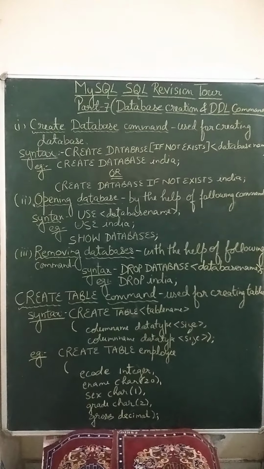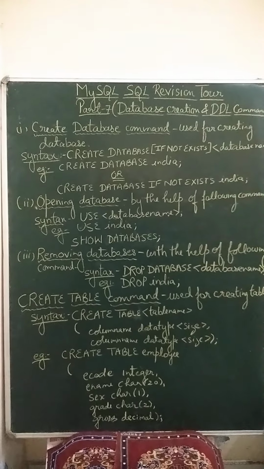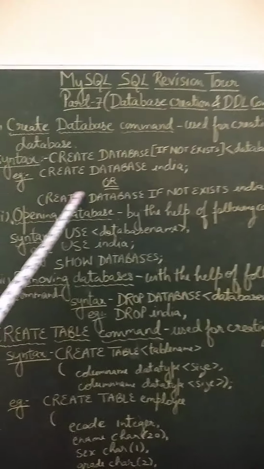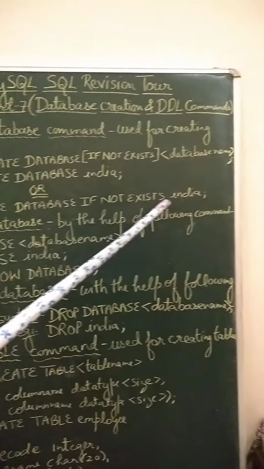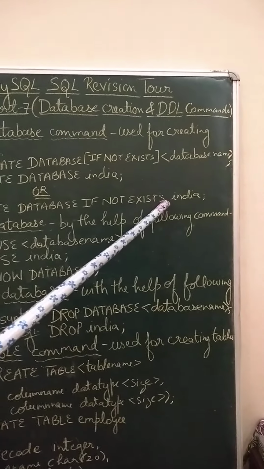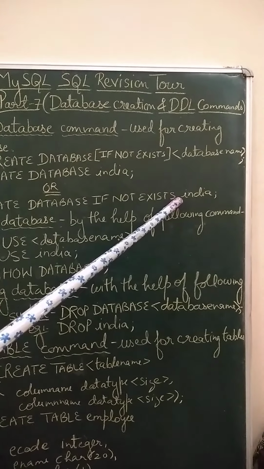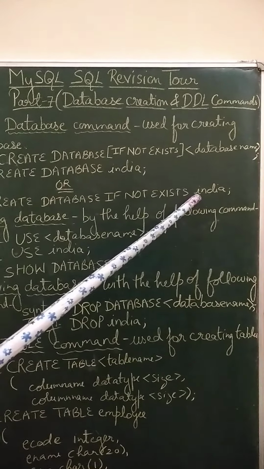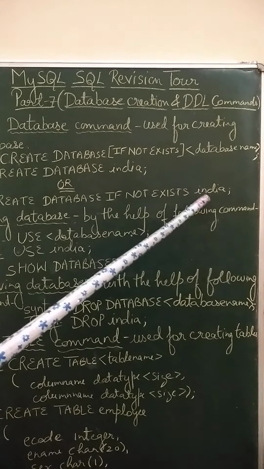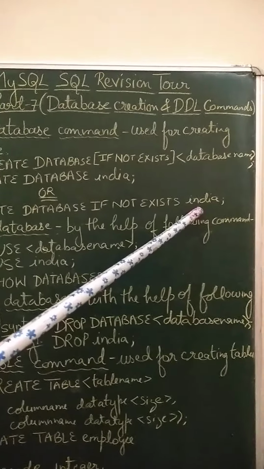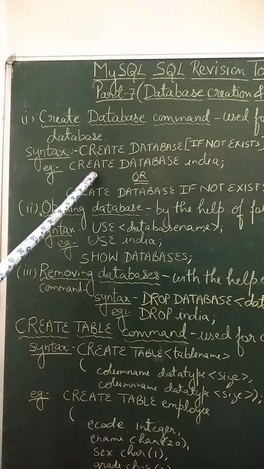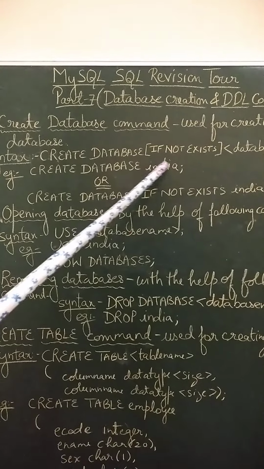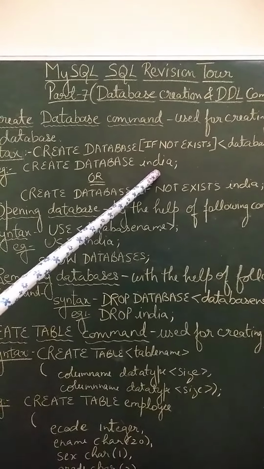We can understand it with the help of the following example. Like create database if not exists India. It creates a database having the name India if there is no database by the name India already existing. And this one, children, create database India. It creates a database having the name India.